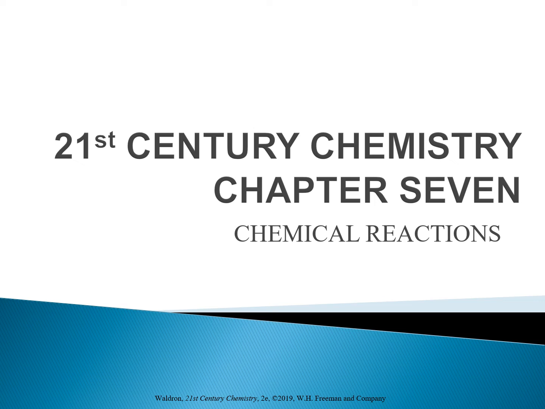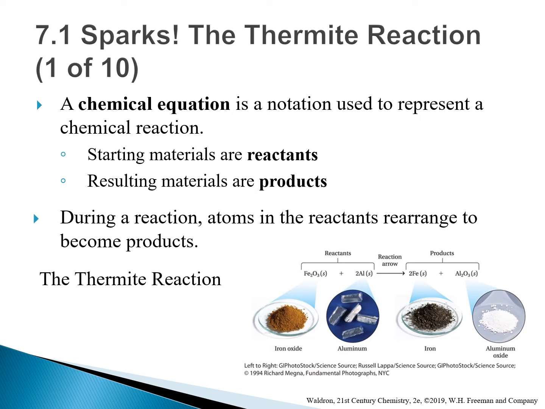Chapter 7, Chemical Reactions. In this chapter, we will look into the basics of chemical reactions, how to balance the chemical equation, as well as stoichiometry. A chemical equation is a notation chemists use to represent a chemical reaction. It consists of chemical formulas separated by an arrow.